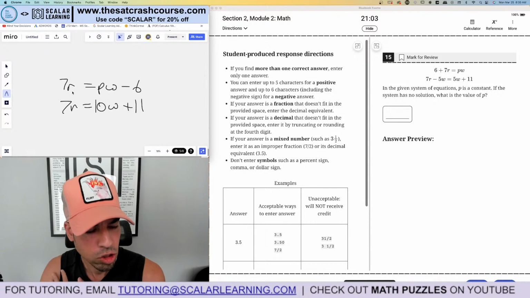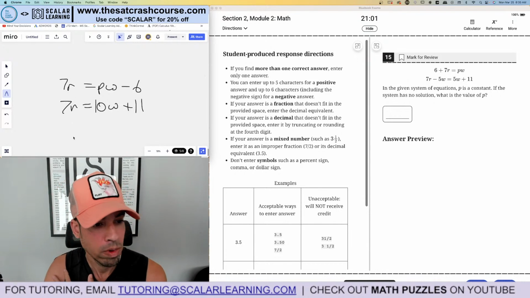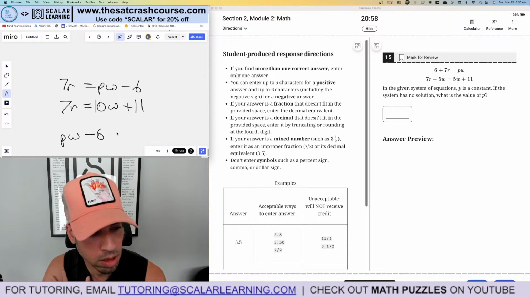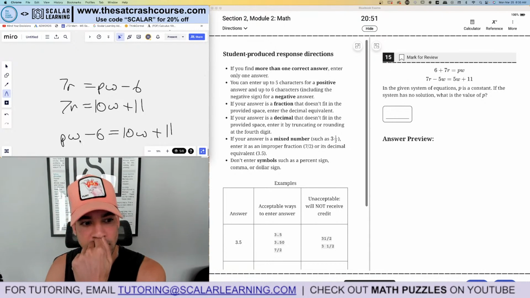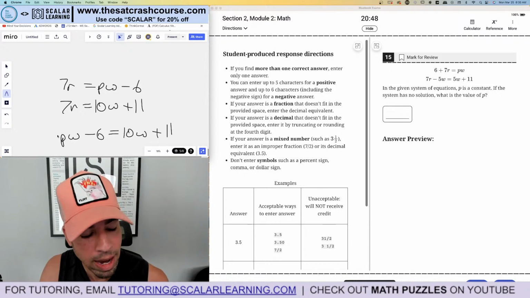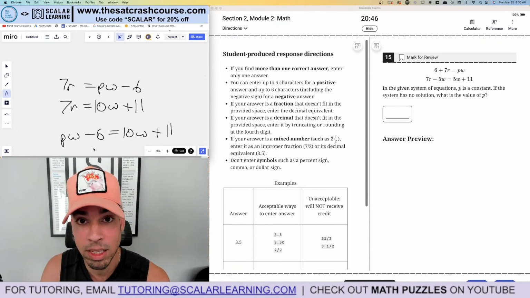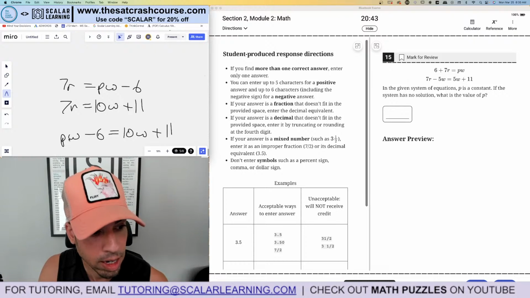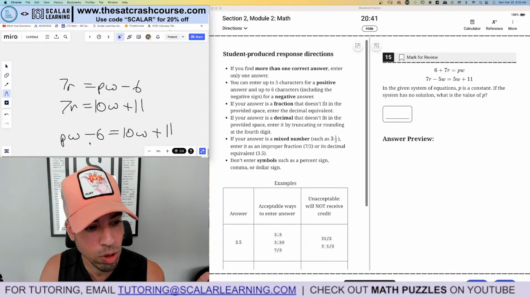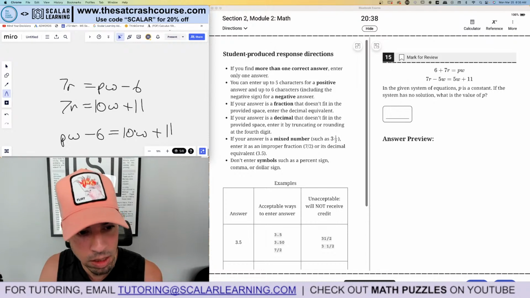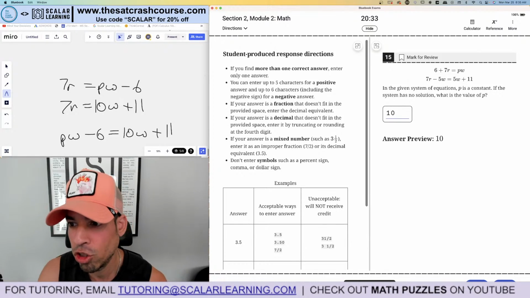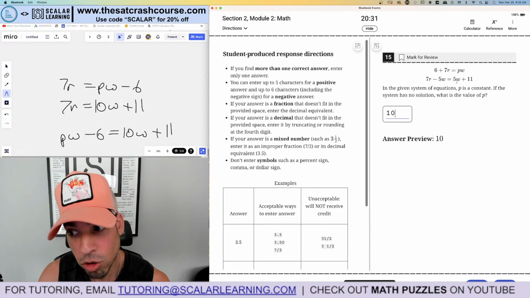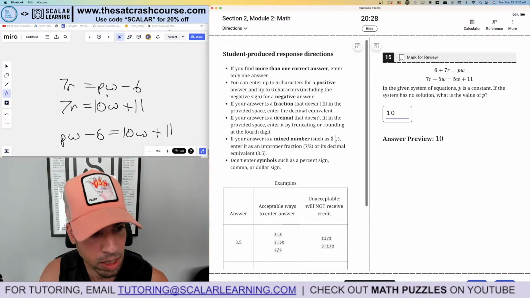And then, so to substitute, right? Let's see if I'm doing this right. Pw minus 6 is equal to 10w plus 11. It's 10. It's got to be. Because look, I created it into an equation. It's almost like a linear equation via substitution. And if p is 10, this linear equation has no solution. Think about it. It's 10w minus 6 equals 10w plus 11. They're never going to be the same. So I think p would be 10 to get no solution. Now to verify this is a little trickier. But if we go back into this equation, let's see.